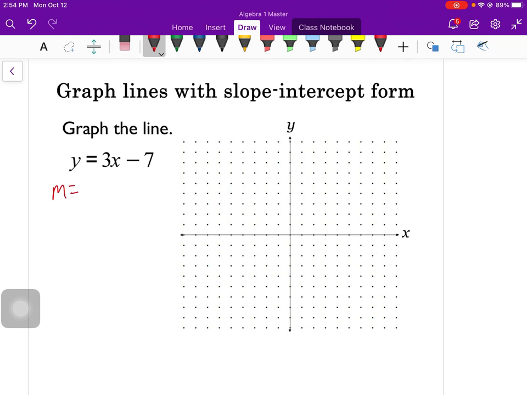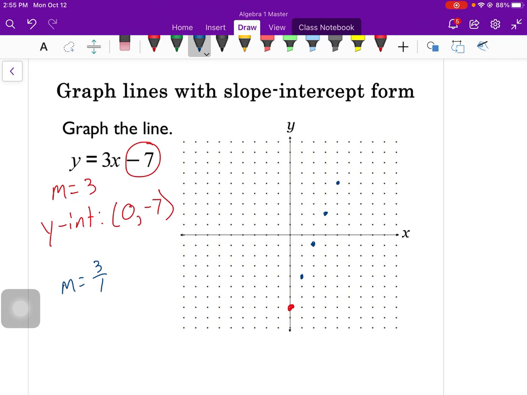So for this one, we want to graph the line. First, identify our slope is 3, and our y-intercept is the ordered pair 0, negative 7, because we bring that whole plus or minus sign with. So we go to 0, left or right, down 1, 2, 3, 4, 5, 6, 7. That's our y-intercept. Now our slope being 3 is like up 3 over 1, so up 1, 2, 3, right 1.